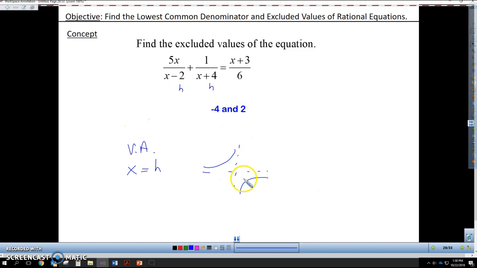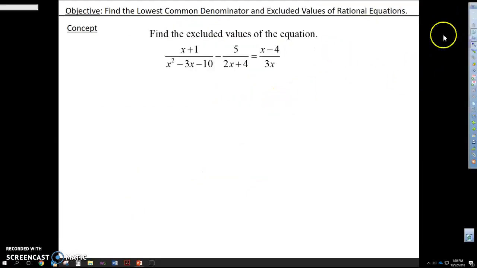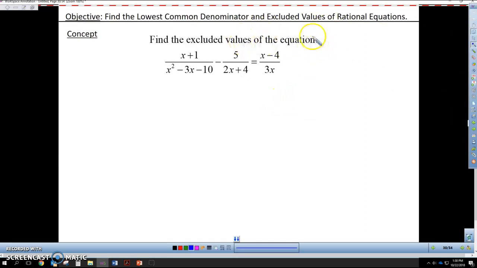Now, vertical asymptotes exist for a reason. I cannot have that value included in my domain. So I hope you see the connection between excluded values and vertical asymptotes. Let's look at one more example. Here they want us to find the excluded values of the equation. So again, I'll set each factor in the denominator equal to 0, but notice I have a trinomial. So first, I'll factor.